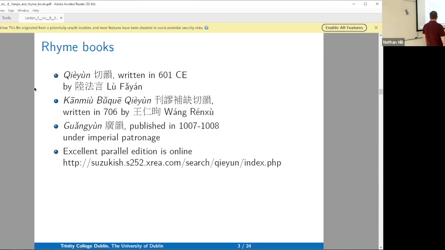Okay, so there's an excellent parallel edition of these various rhyme books because we have some fragments. I don't think we have anything from the 602 autograph, but we have some fragments from Dunhuang that come quite close. And there's little various bits and bobs. There's also, well, I don't know, it's not working anything. But all sorts of rhyme book related resources are available at this link. And you have the slides, so you can click on them there.